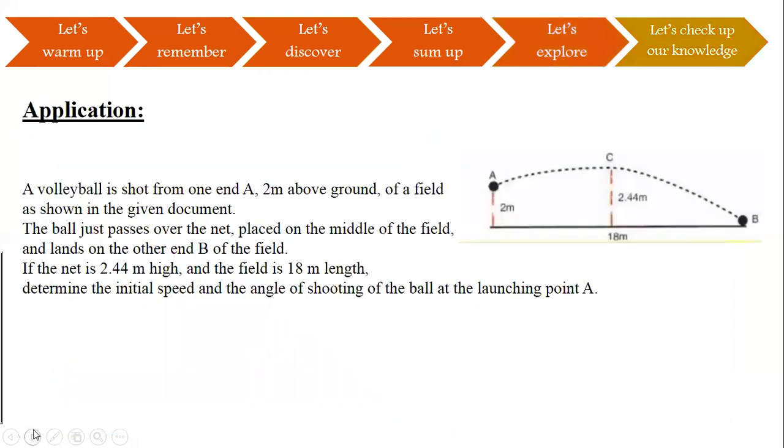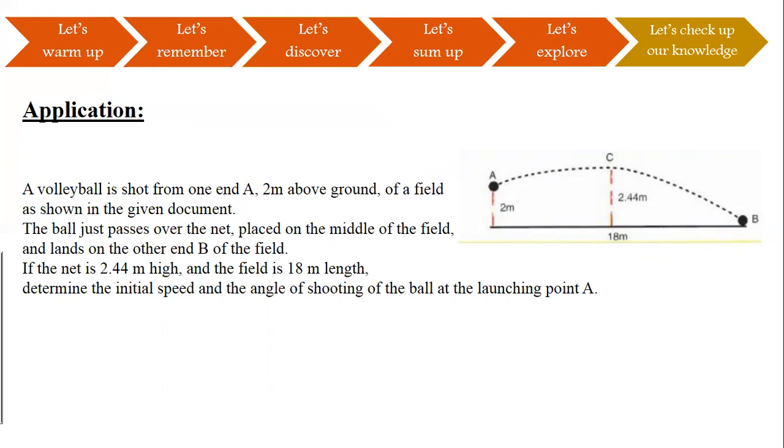Now, we have an application. You should do it by yourselves. A volleyball is shot from one end A, 2 meters above ground, as you can see here, on a field as shown in the given document. The ball just passes over the net. This trajectory passes through this point, okay? And lands on the other end B of the field.